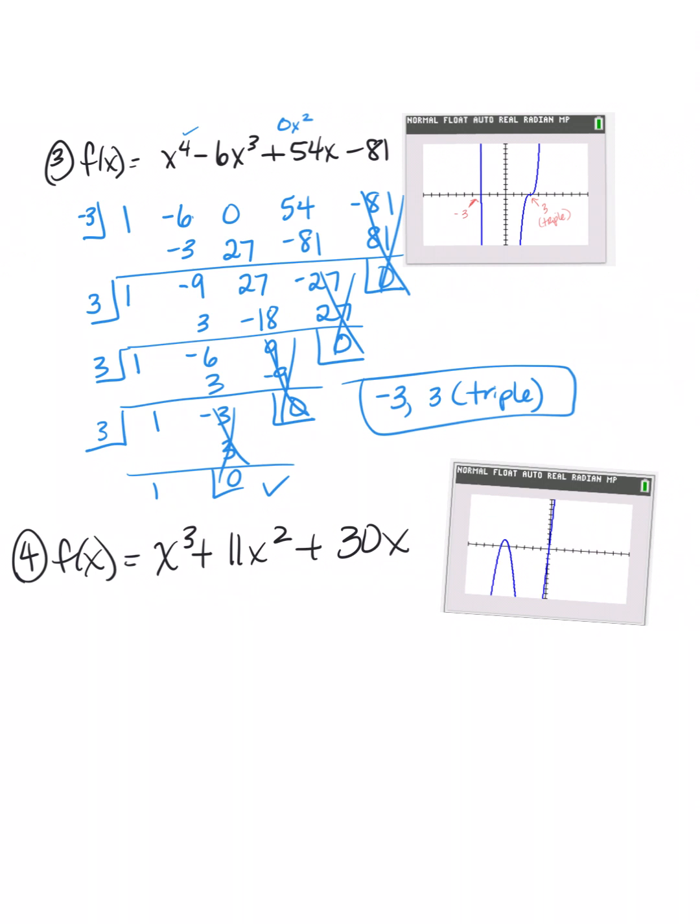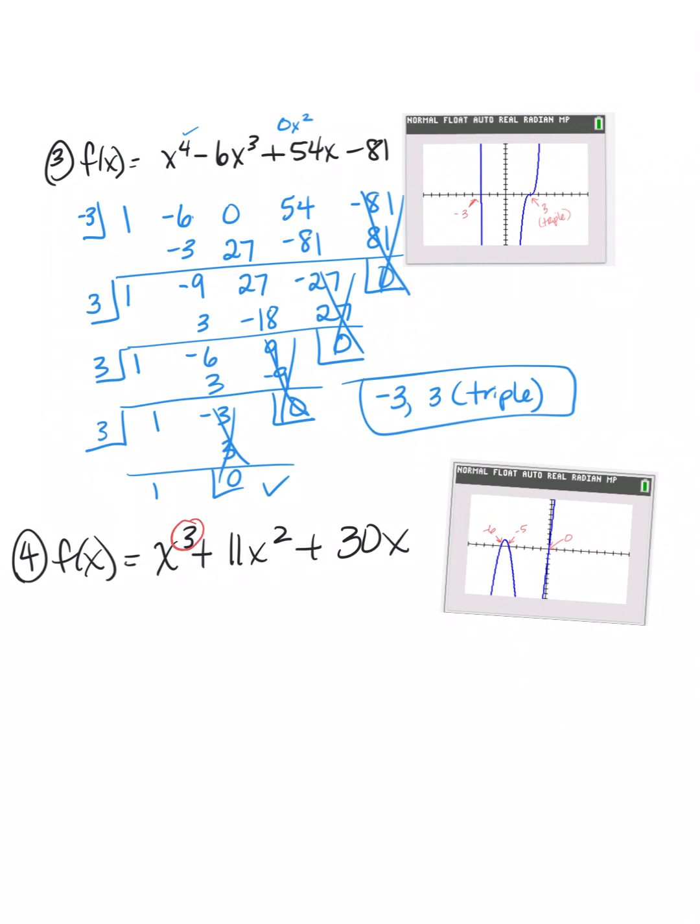All right, number 4, f of x equals x cubed plus 11x squared plus 30x. So if I put this in my calculator, this is what it looks like. All right, let's look at this for a moment. Let's find those roots. All right, so this one is at 1, 2, 3, 4, 5, 6. This is negative 6. That means this one is a negative 5. Notice they're just cutting through the x-axis, so they're single roots. And this one is at 0. That's a single root. That should make sense because if I look at my equation, it's the 3rd degree, so that I know it's going to have 3 solutions. So there they are, negative 6, negative 5, and 0.